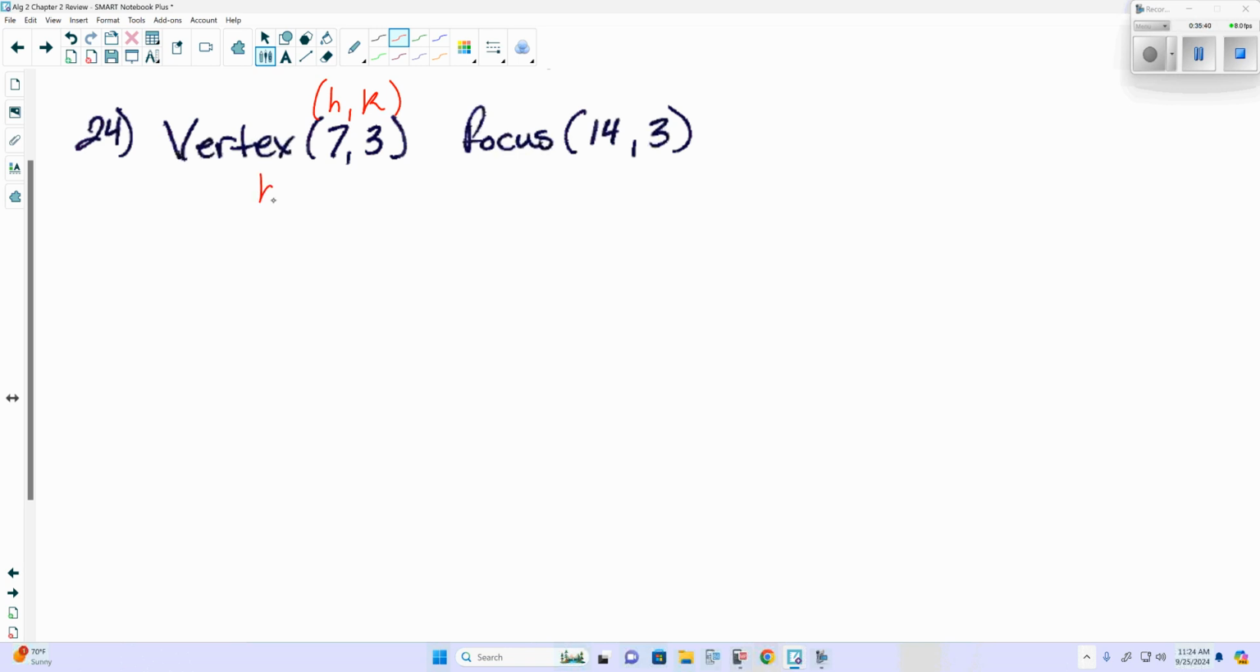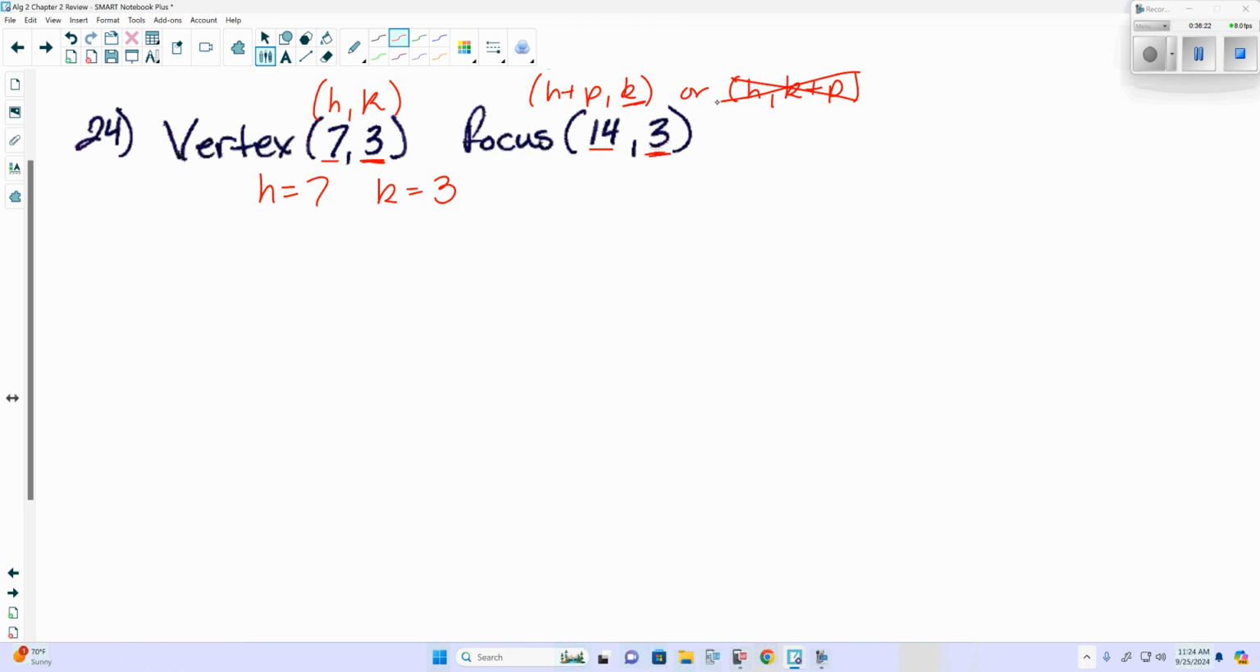Vertex is h and k, so this is telling us h is 7, k is 3. Focus comes in one of two forms: h plus p comma k, or h comma k plus p. If we look at the focus from the vertex, vertex is 7, 3, focus is 14, 3. The second value stayed the same, it's just k, because p goes in whichever one changed. p changed in the first, so p is going to be a part of the first one, and p is indeed going to be 7. So we'd have our h plus p comma k.